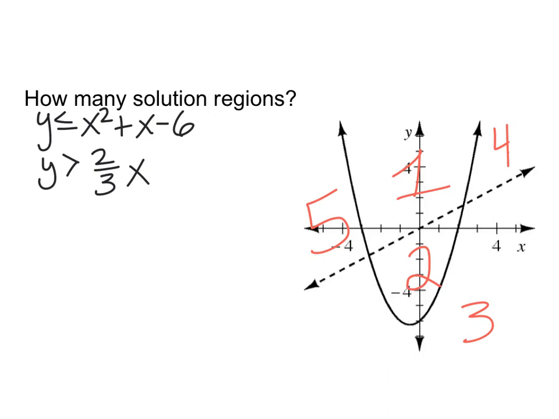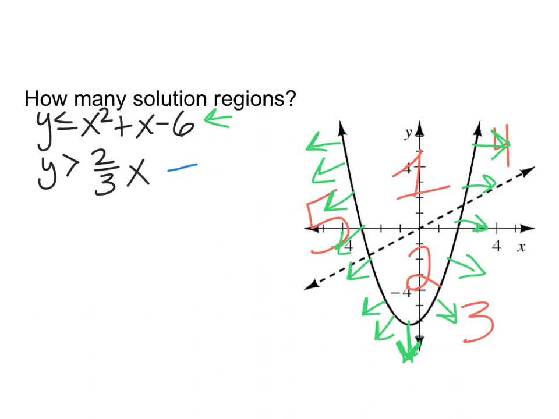All right, so did you think about the fact, I'm going to do the parabola in green, that if this is less than or equal to, then it's got to be things below the parabola, which will mean anything on the outside, out here, works for the parabola. So sections 5, 4, and 3 would all work with the parabola.